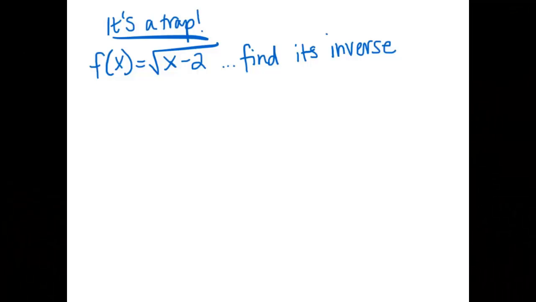We have to be careful sometimes when we're finding inverses. Let's do one last example. f(x) equals the square root of the quantity x minus 2. To find its inverse, let's switch x and y.